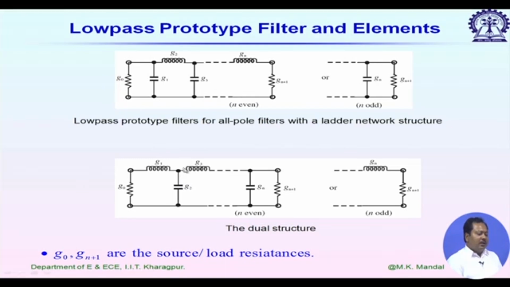We have the dual of this. In this case, in place of pi, we are using a T network, two inductors G1, G3 and one shunt capacitor given by G2. Now, if n is even, the last element is a capacitor, and if n is odd, the last element is one inductor.